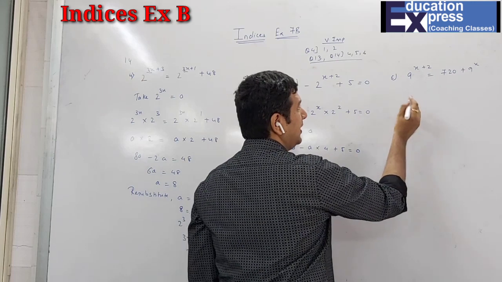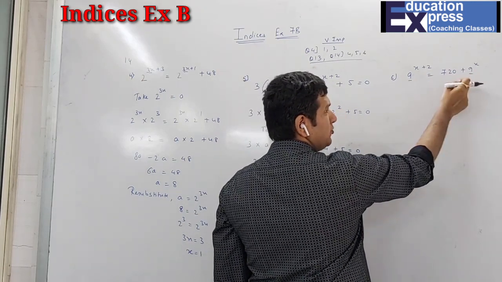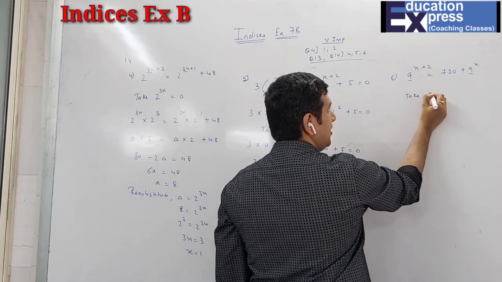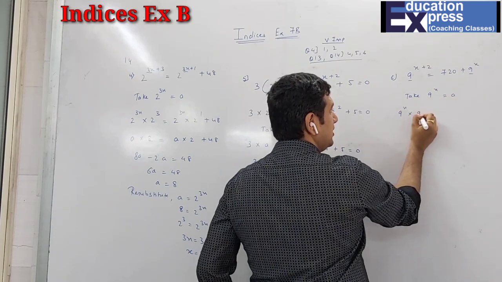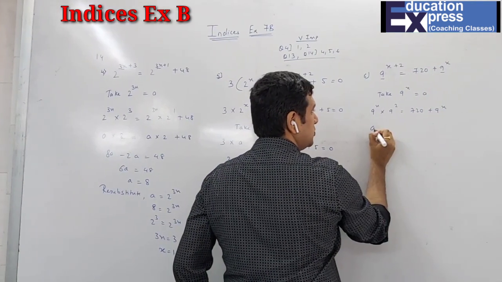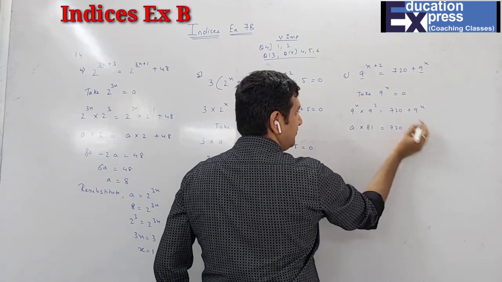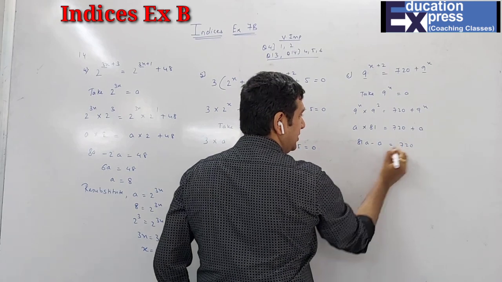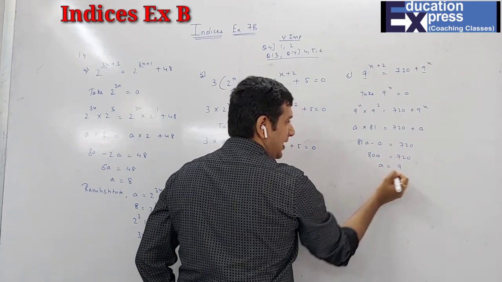Last sum. Here again you can see students, more than 2 terms, and the base is 9, which has a variable as a power. So take 9 raised to x as a. So 9 raised to x, 9 squared, equals 720 plus 9 raised to x. So a times 9 squared is 81a. So 81a minus a is 720. So 80a is 720, a is 9.